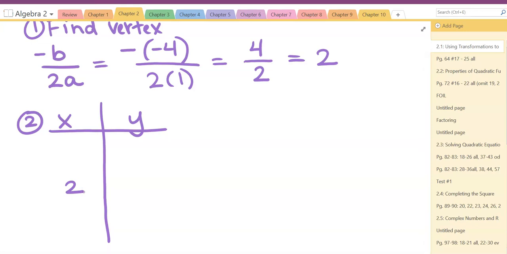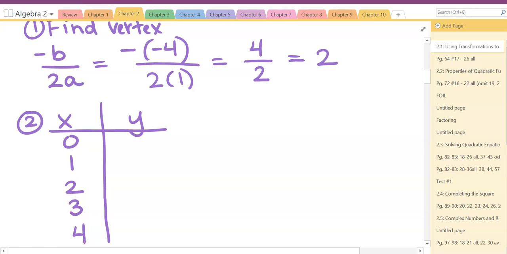Now, to pick other points for your chart, you want to pick some numbers that are going to be smaller and some that are going to be bigger than 2, because that's going to give you the sides of the graph. So a couple numbers smaller would be like 0 and 1, and a couple numbers bigger would be 3 and 4.